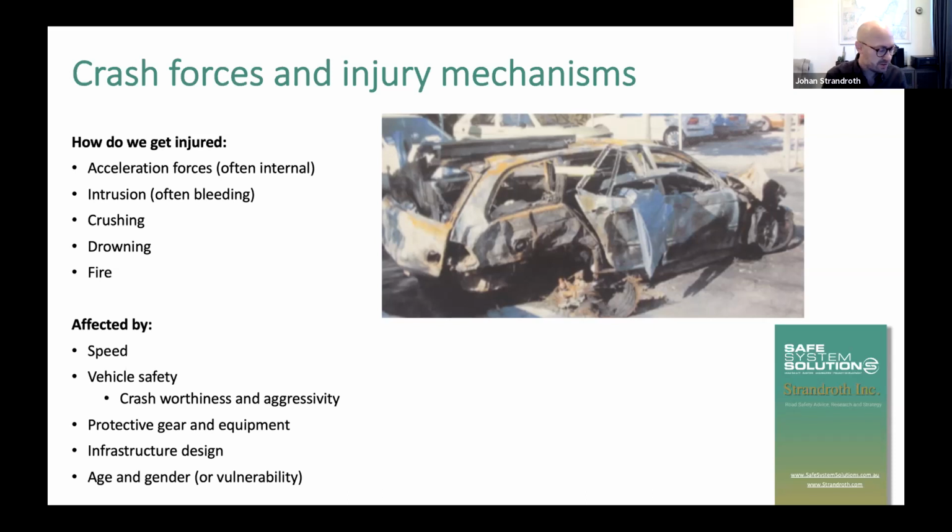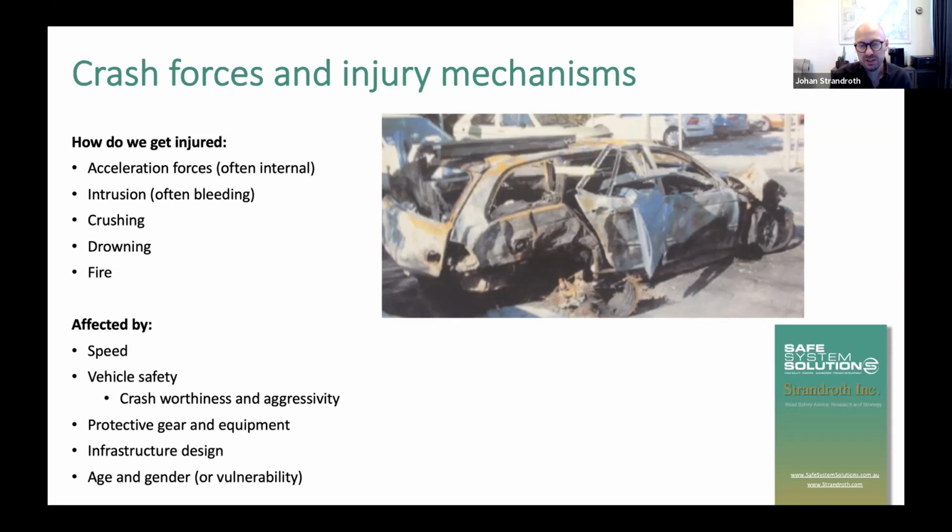So what are these things affected by? How do we actually get these injuries? Well, it could be a lot of things, and again, we're just going to talk about it in general, and then might have some examples to sort of back that up. But these injury mechanisms and the way people die are affected by the speed, obviously. So with higher speed comes higher acceleration.